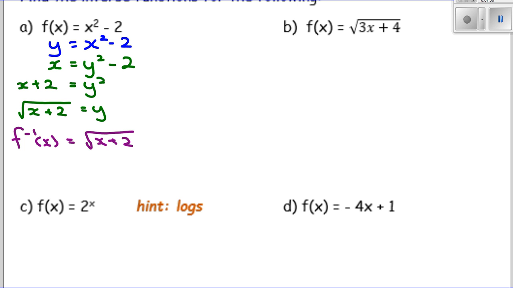Same thing, I like to just rewrite the function, y equals, and then go into swapping things over. Swapping your x and your y. And then you rearrange. So how do you deal with, what's the opposite of square rooting? Square. Yeah, good. Nice one.